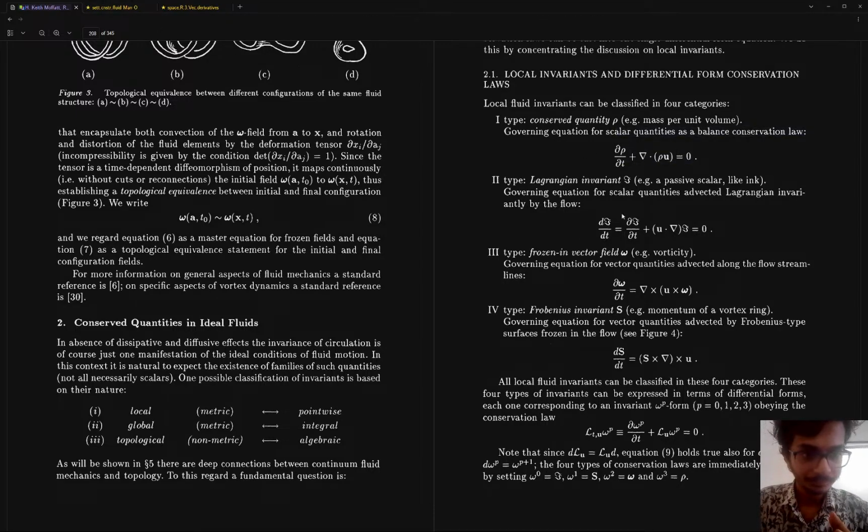Now, there is a conserved quantity of type 1. Type 2 is, I put ink, so it's just one dot, and let it flow. Then that is invariant, because... I need a better example than ink. It's called a Lagrangian invariant. The equation it satisfies is this. It looks very different from the previous one. Another, third type. For the second type I need more examples, but the third type is more interesting.